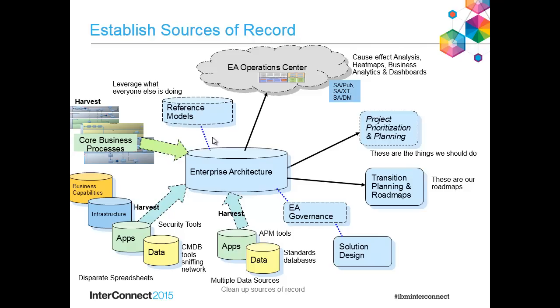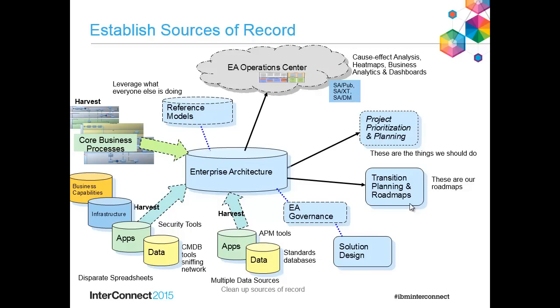You have reference models like APQC and the U.S. Federal Enterprise Architecture Framework and various other reference models. Telco has the TM Forum models, etc. And then here you're using the enterprise architecture in the bottom right for governance of solution design, and you're also using it for project prioritization and planning and building out roadmaps of your transition plans for applications and various other aspects of the organization.